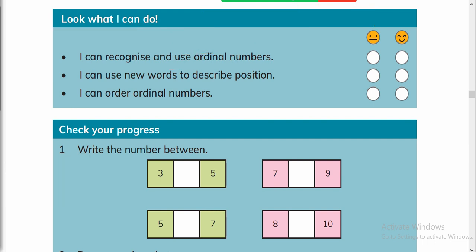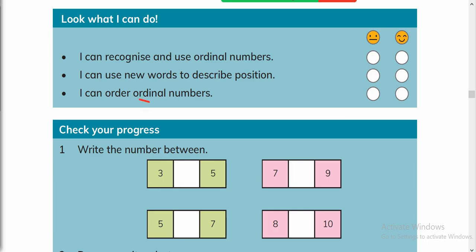Okay, next, I can use words to describe the position. So there are some positional words. What are the positional words? The positional words are like something is on the table or in the bag or under the table, under, beside, next to, in between are the position words.